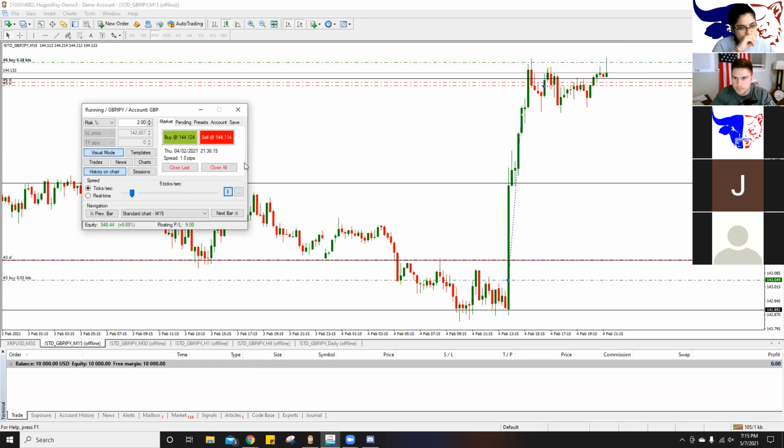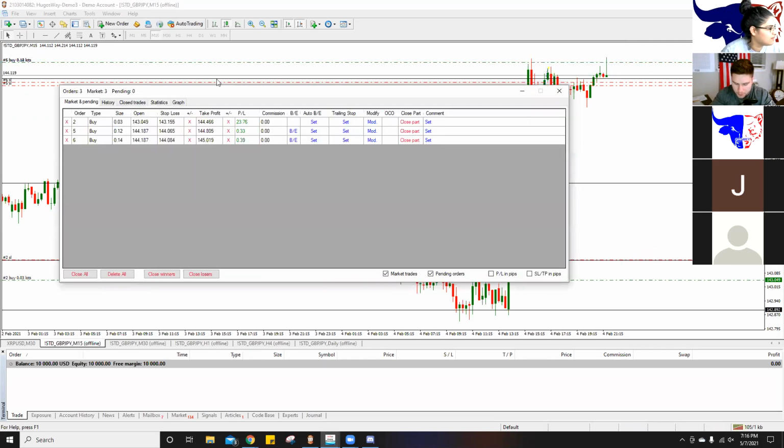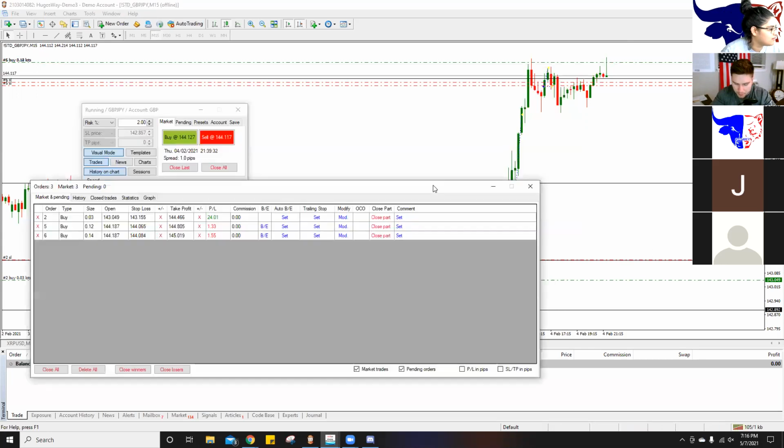So what I was asking about was actually this stop loss down here, the previous trade. I figured that's what you were talking about.